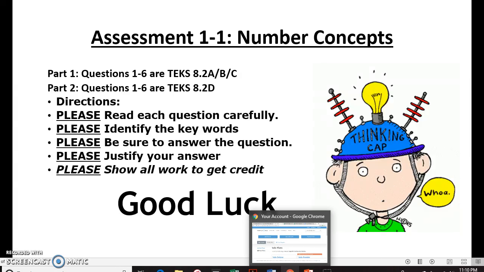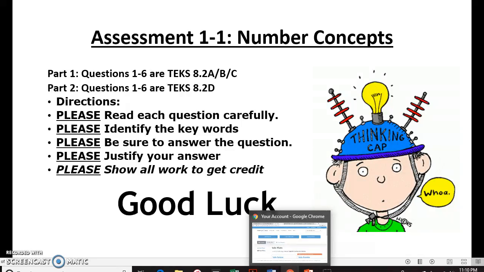Alright, assessment 1-1 number concepts. This is a two-part test. The first 6 questions are TEKS 8.2 A, B, and C. The second part, again, questions 1 through 6, TEKS 8.2 D. This will be worth 2 test grades.